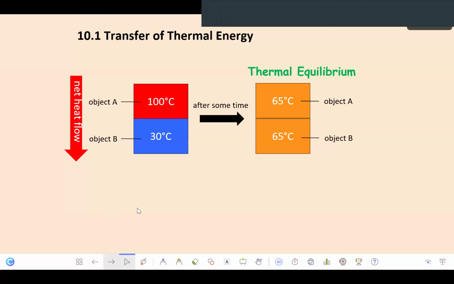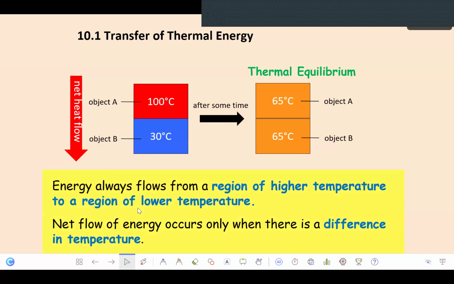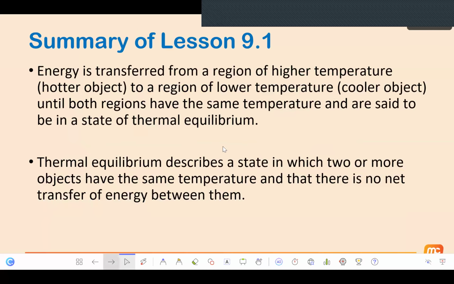So energy will always flow from a region of higher temperature to a region of lower temperature. And when there is no difference in the temperature, there is no net flow of energy. We say that it has reached thermal equilibrium. So, summary, is what I just mentioned. Energy is transferred from a region of higher to lower temperature until both regions have the same temperature and are said to be in thermal equilibrium. This is very important and is the basis before you learn about conduction, convection, radiation.